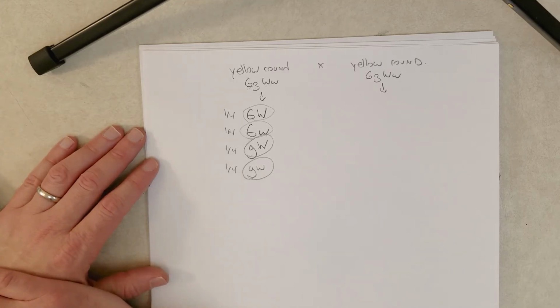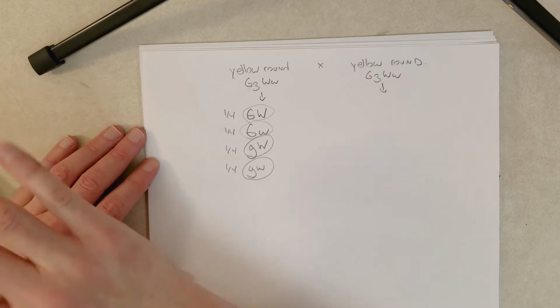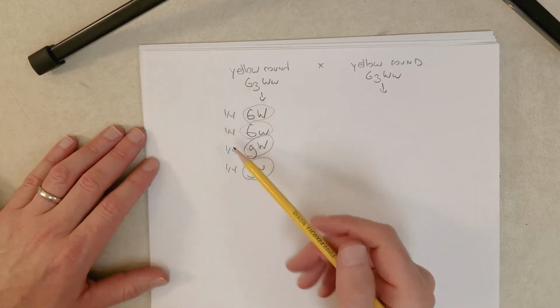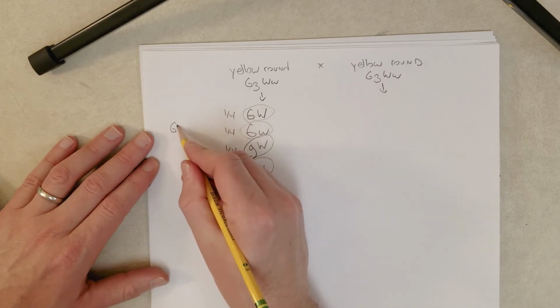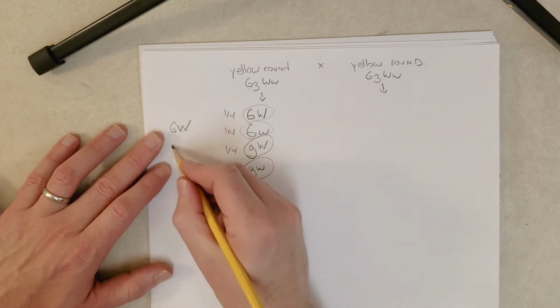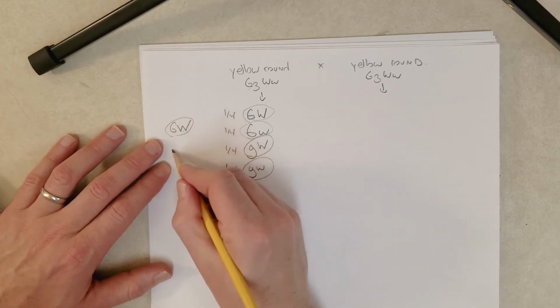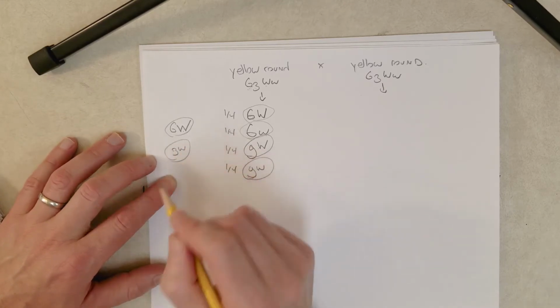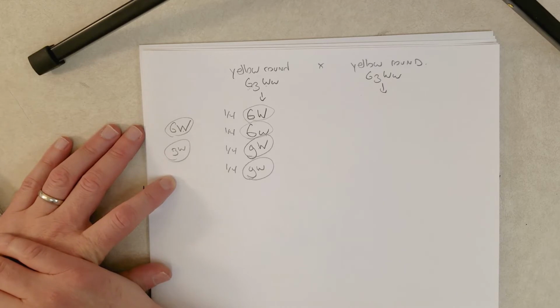That is because of independent assortment, I should say. As we will see in, I think, chapter 5 in a week or two, if these genes are linked, we may not see equal numbers of the different types of gametes. For instance, if all of the gametes that had a big G allele also had a big W, that would be linkage. If all of the gametes that had a little g also had a little w, that would be an example of complete linkage.